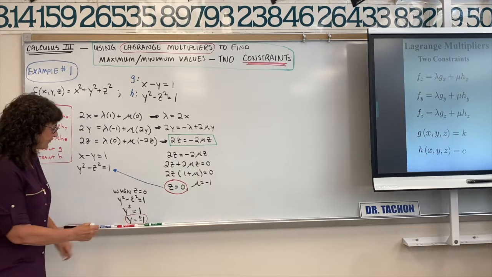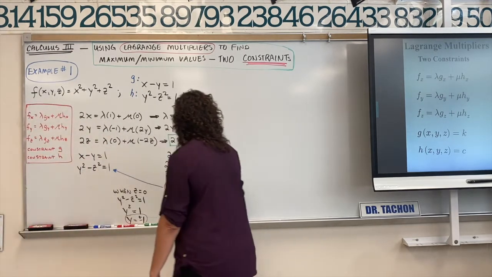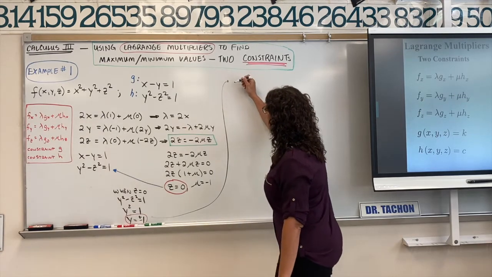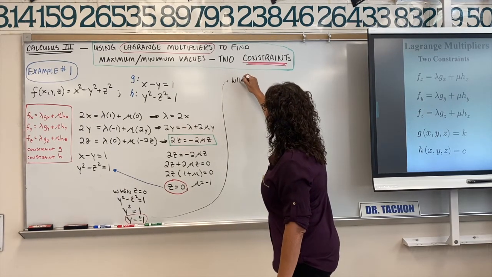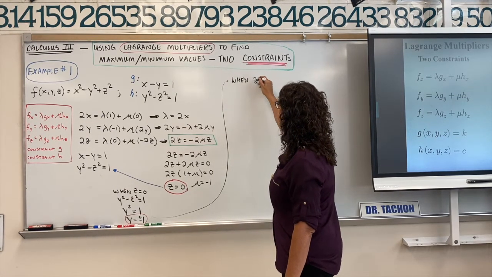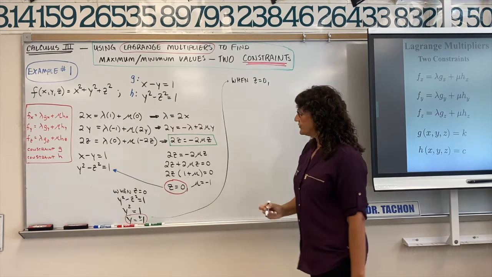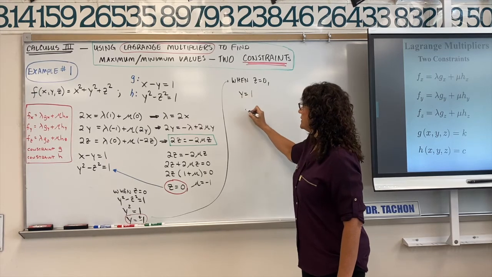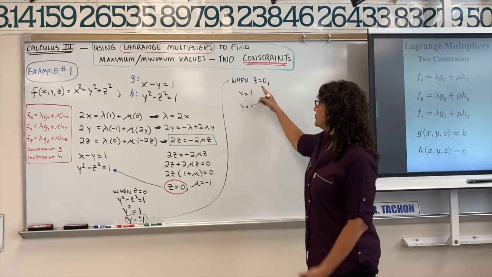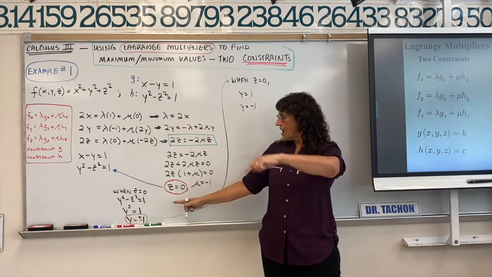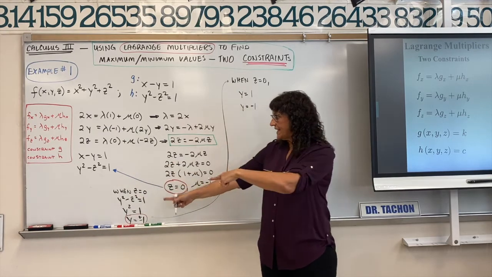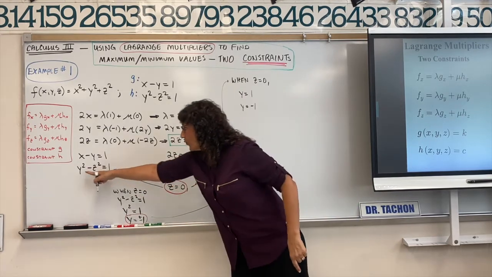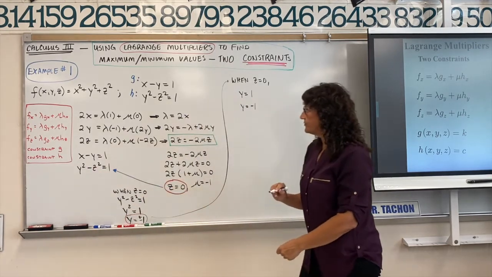Running out of space over here, so let's come on over, okay? So I have z equals 0. When z is 0, y equals positive 1, and y equals negative 1. When z is 0, my y is 1 or negative 1. I plugged in 0, y squared equals 1, so y is plus or minus 1.